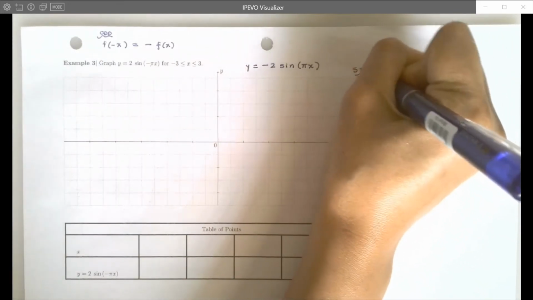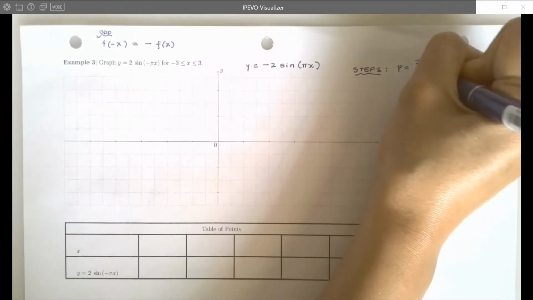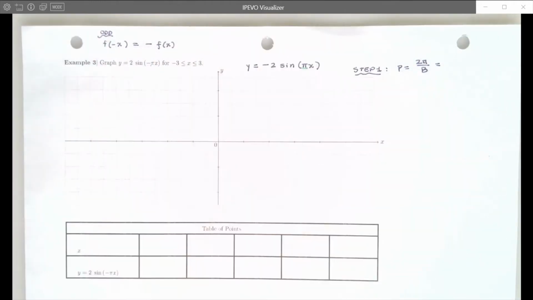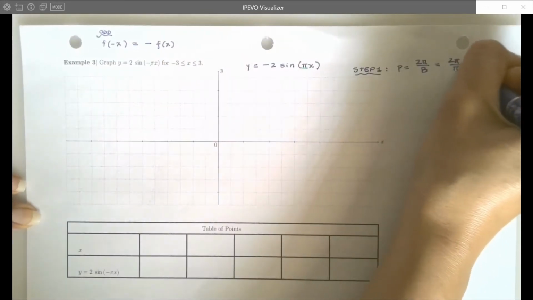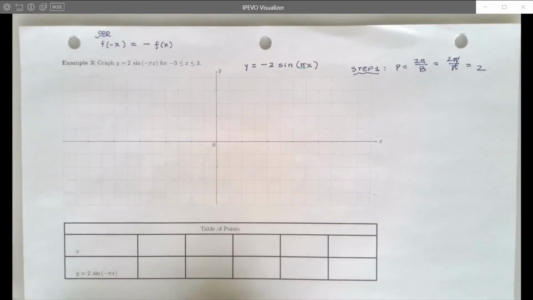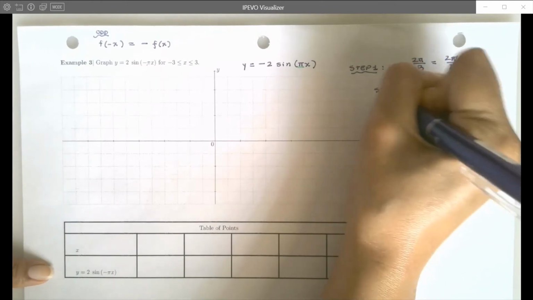Okay, so here's step 1. The period is 2 pi over b, where b again is the number of cycles, or the coefficient in front of x. So we have 2 pi over pi. That means that the pi's cancel and we get a 2. The next step is to find the step size.